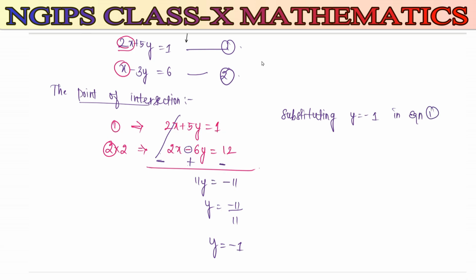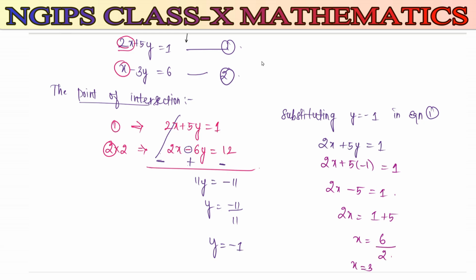So equation 1 we have here 2x plus 5y is equal to 1. I am going to substitute the value of y. 2x plus 5 into the y value, which is minus 1, is equal to 1. So 2x plus into minus is minus 5 is equal to 1. So 2x is equal to 1 plus 5. So x is equal to 6 divided by 2. So we got x is equal to 3. y is equal to minus 1, x is equal to 3.